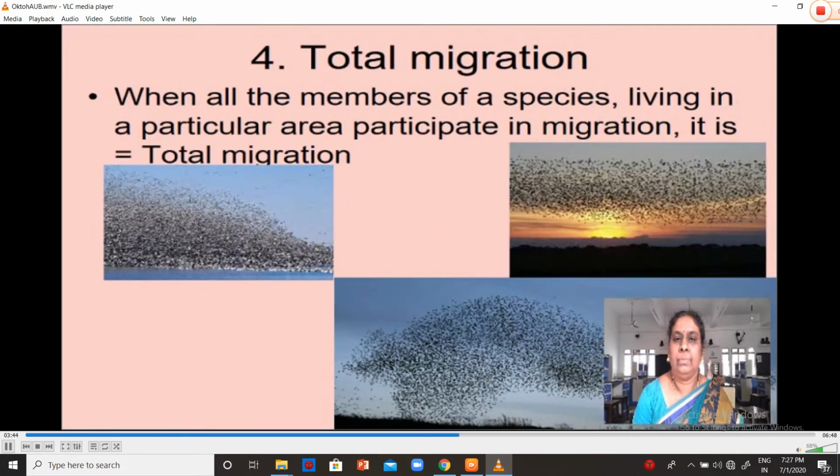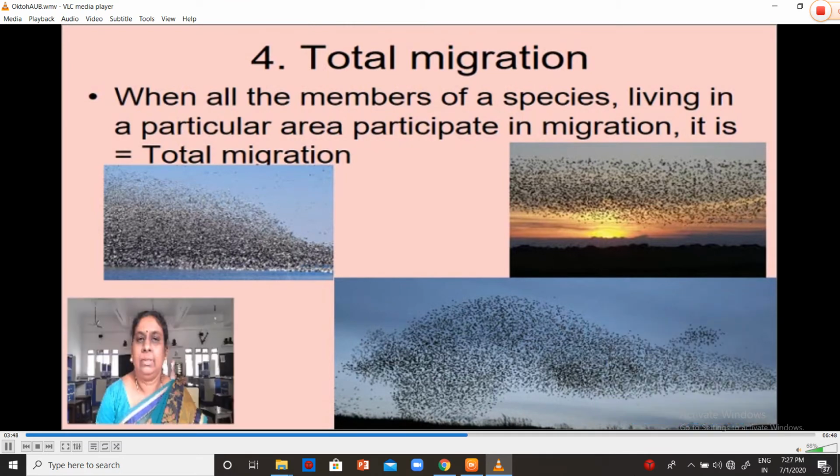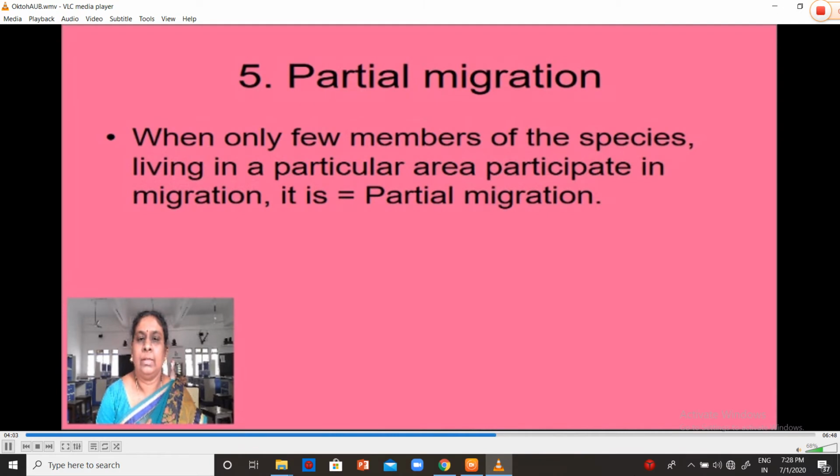The fourth type of migration is total migration. Here, when all the members of a particular species living in a particular area migrate from one place to another, it is said to be total migration. The next one is partial migration, where only a few members of the species living in a particular area participate in migration. Hence, it is said to be partial migration.